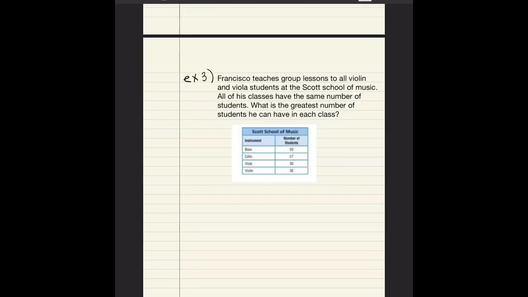All right, this is our third and final example, and it's a word problem. So Francisco teaches group lessons to all violin and viola students at the Scott School of Music. All of his classes have the same number of students. What is the greatest number of students he can have in each class? So we have this very pixelated, lovely table here from the online curriculum that I took a screenshot of.